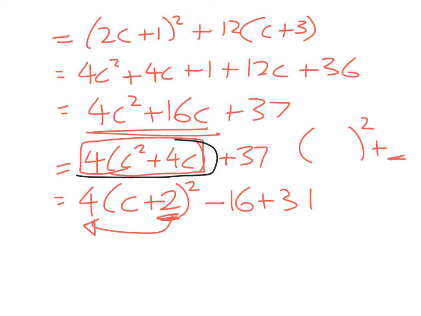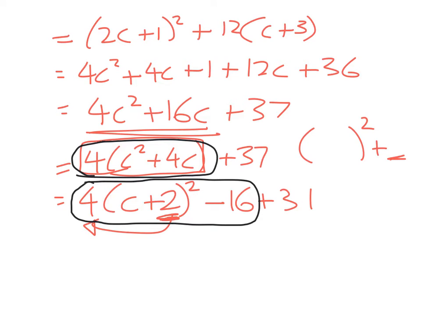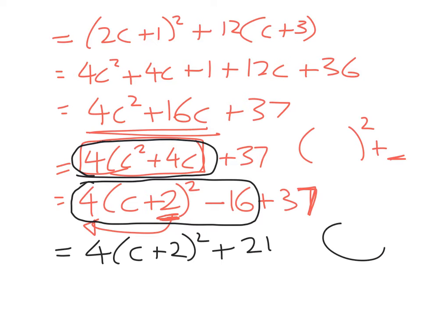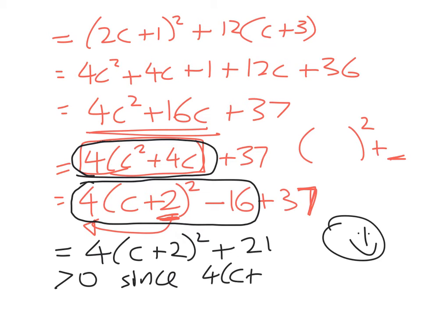Okay, so just again, what we've got here is we've got that expression, and we've rewritten that expression as this. And that should say 37, not 31. Right, so what I've got now is I've got 4 times c plus 2 squared plus 21. Right, I should be really happy now. This is going to be strictly greater than 0 because 4 times c plus 2 squared is going to be greater than or equal to 0, and 21 is greater than 0. Okay, so that's all we have to do for that one.